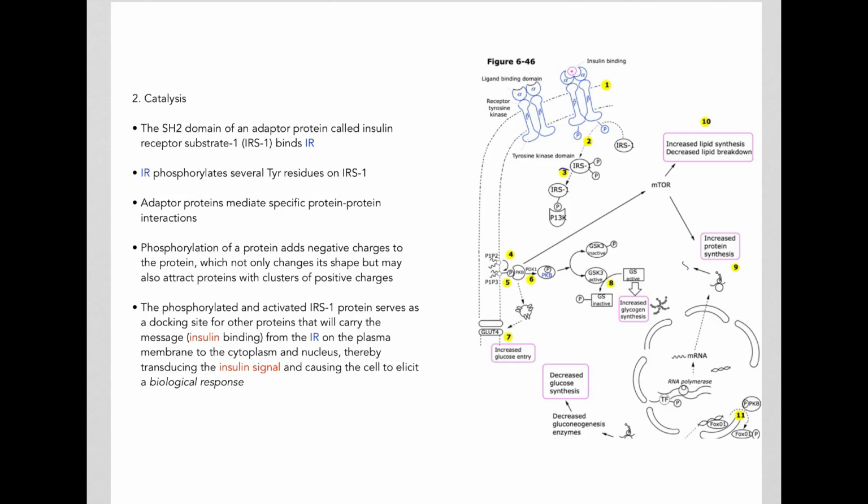So now IRS1 is bound to the receptor site here. IRS1 is phosphorylated. Remember, phosphates are negative charges. So that means IRS1 now is rich in negative charges, which not only changes its shape, but the several negative charges on IRS1 will also attract proteins which have positive charges. Okay, so this is an electrostatic interaction.